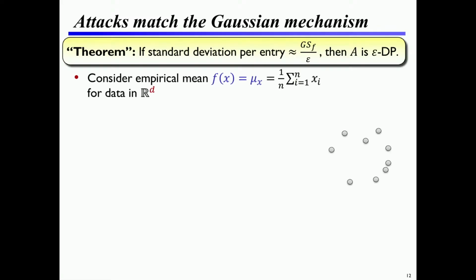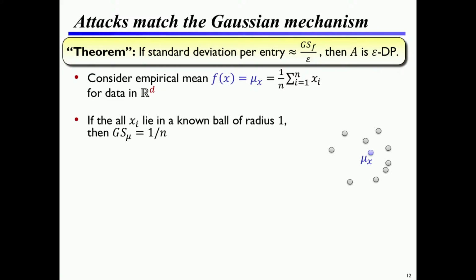Let's run through one example that I think is useful to connect to our earlier discussion. Let's say I've got a bunch of points in space and I want to release their empirical mean. Here I've got a collection of points. These are my data points. They've got some mean, which is their average, the centroid, in d dimensions. And let's assume they all lie in some known ball of radius 1. That makes our lives easier. It's not strictly necessary.